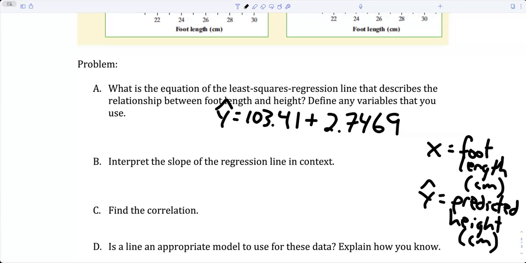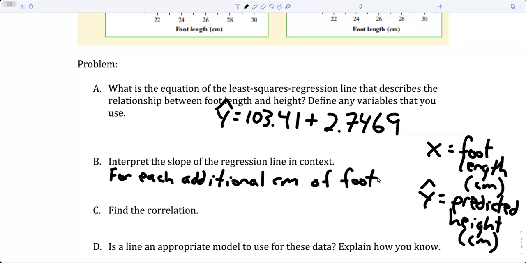Okay. Interpret the slope of the regression line in context. So for each additional centimeter of foot length, okay, so we are interpreting what, I didn't put an X on there, did I? I need an X. It's 2.7469x. I left that off in my regression line equation.